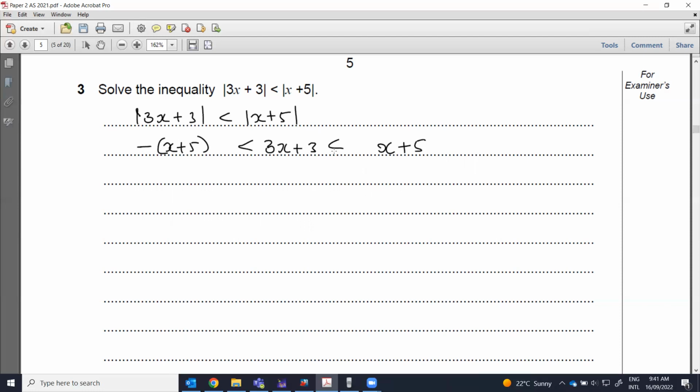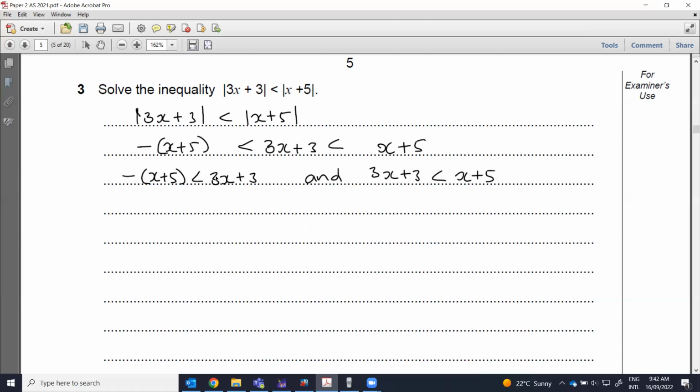So to solve these, we would break it up into 2 inequalities. The first one will be negative x plus 5 is less than 3x plus 3, and 3x plus 3 is less than x plus 5. Okay, so we use the word and here because the term in the middle must be greater than this, and it must be less than this. So we don't use the word or here.